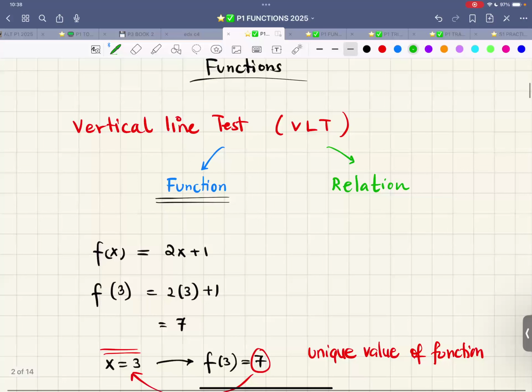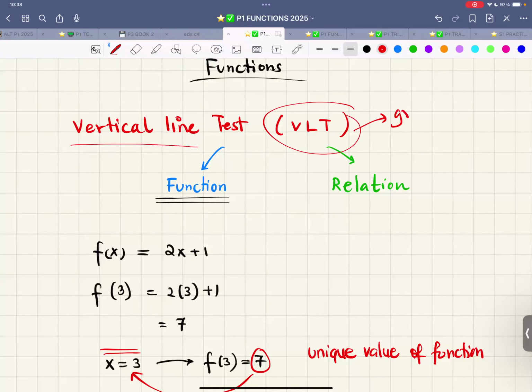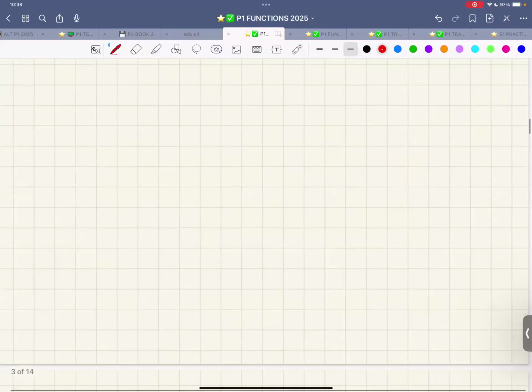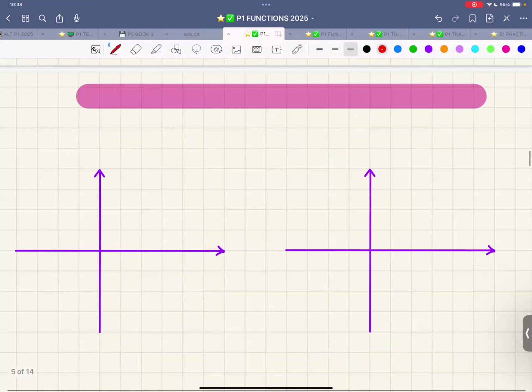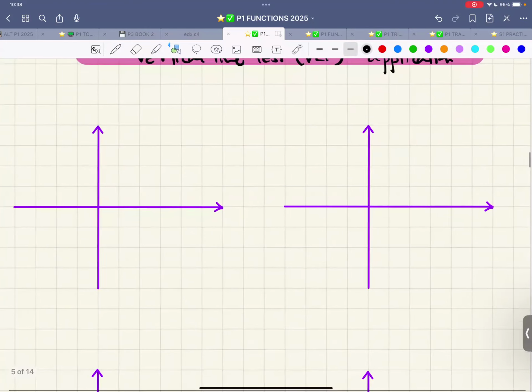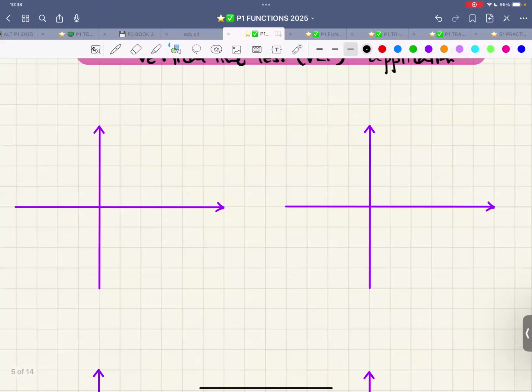Now, the vertical line test is a graphical way of checking whether a certain graph is that of a function or not. So now I'm leaving these pages blank, and let me show you the vertical line test, VLT, application. Let's get started. Let me make different kinds of functions.